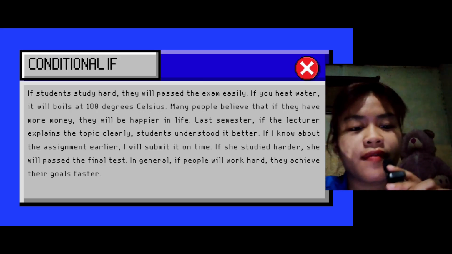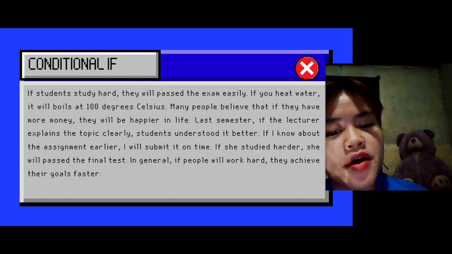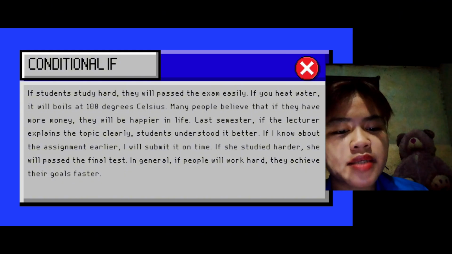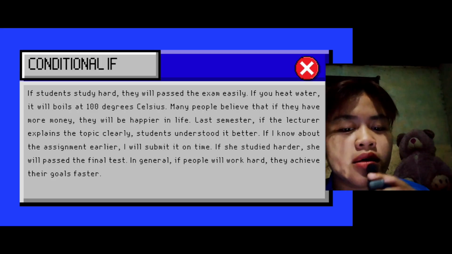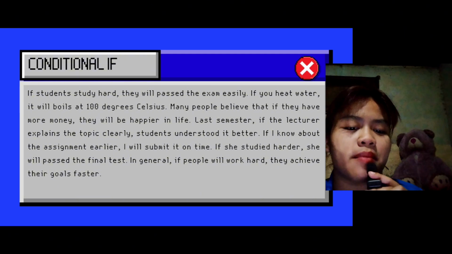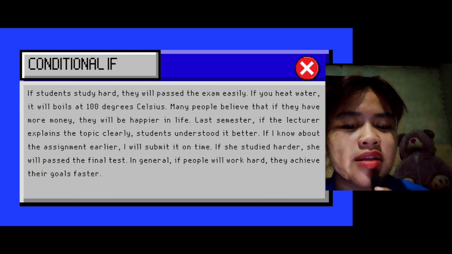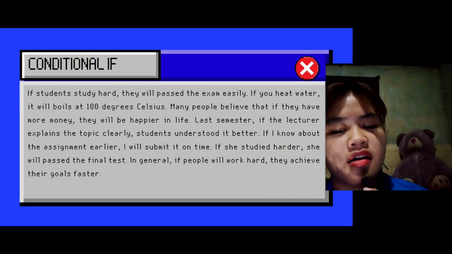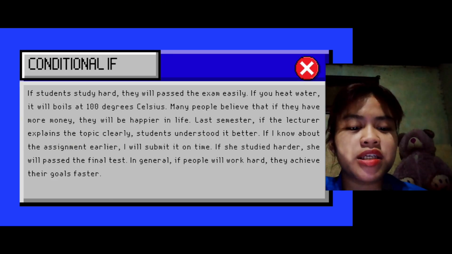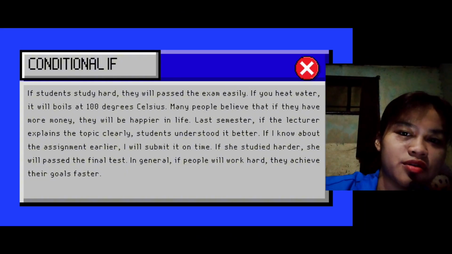Many people believe that if they have more money, they will happier in life. Last semester, if the lecturer explains the topic clearly, students understood it better. If I know about the assignment earlier, I will submit it on time. If she studied harder, she will pass the final test. In general, if people will work hard, they achieve their goals faster.